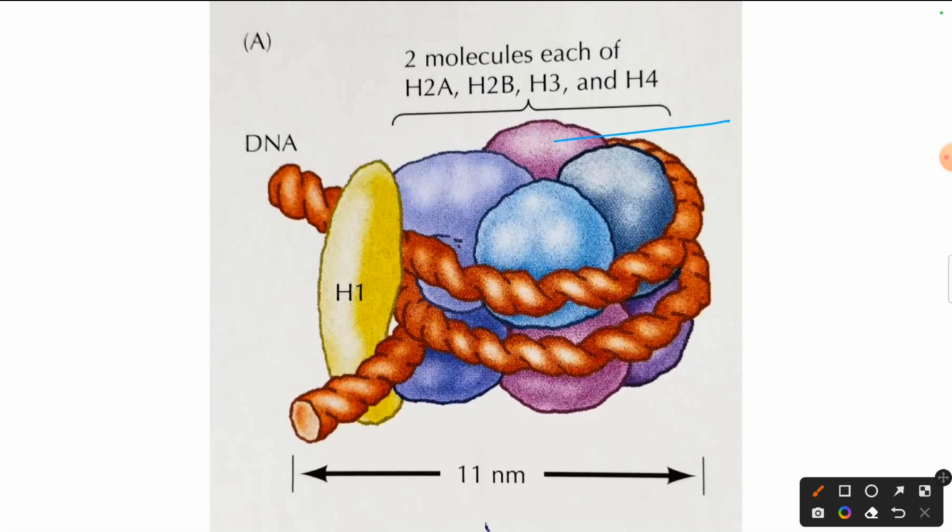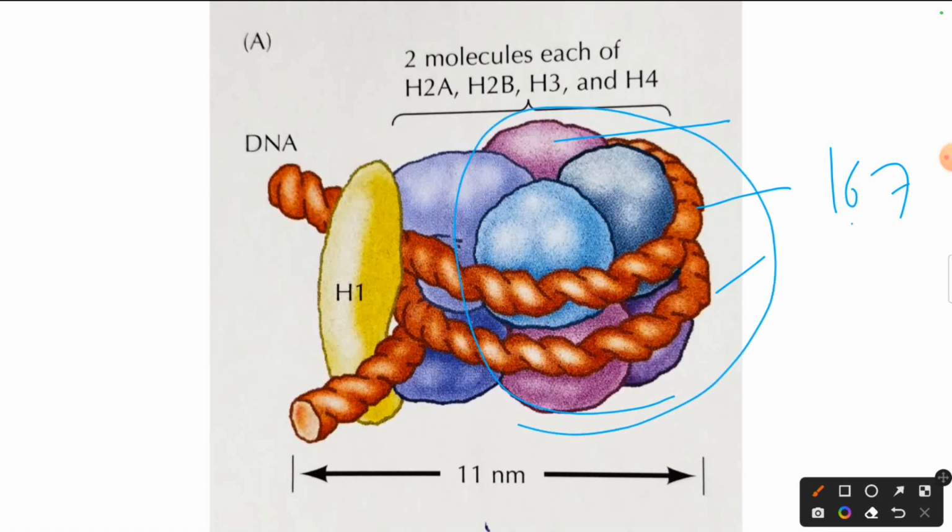Now around these 8 histone proteins, the DNA is wrapped. This is DNA. The DNA is wrapped how many times? 1.67 times. Got it? This is your nucleosome core particle.